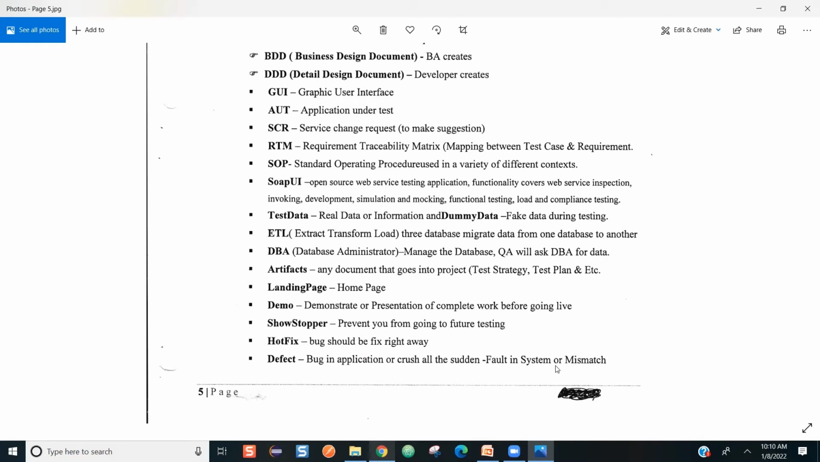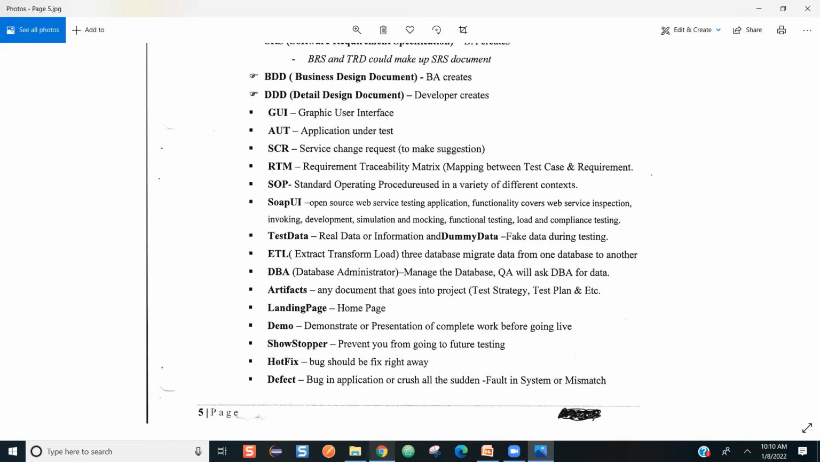Could you please give me some keywords we have learned? BRD, business requirement document, BDD, business design document, showstopper, hot fix, defect. Okay, so also we said that PM means project manager, BA means business analyst, SME, subject matter expert, a developer, and QA, quality assurance tester.